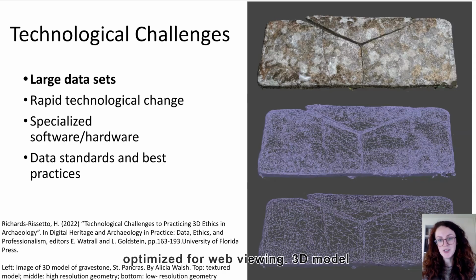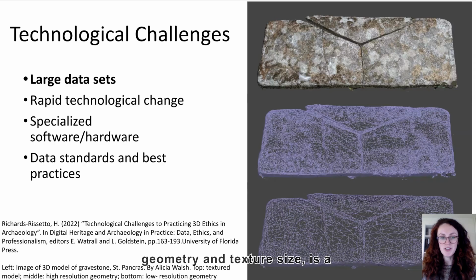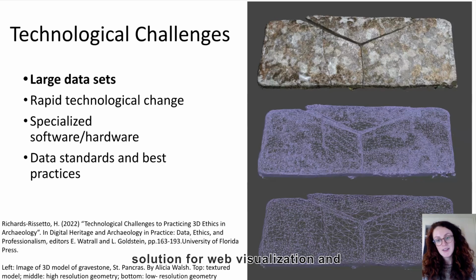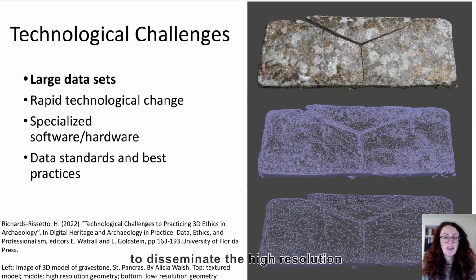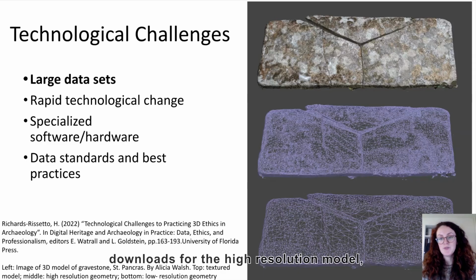3D model optimization, which involves reducing geometry and texture size, is a solution for web visualization, and distributing for a broad audience. However, this also means the reduction in model quality. So the question remains how to disseminate the high resolution model. If we provide downloads for the high resolution model, we are requiring users to have specific software, adequate hardware, and some level of expertise.